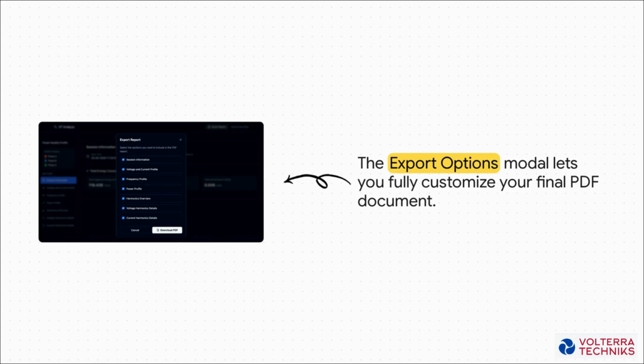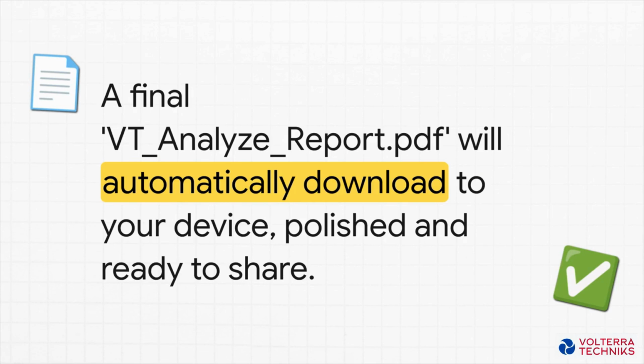That's it. This little pop-up here gives you complete control over what goes into your final document. So for example, if your client only cares about the Harmonics overview and the power profile, hey, no problem. You can just uncheck everything else. This is all about making sure your report contains only the most relevant info for your specific audit or review. You'll see a quick loading bar. And just like that, a final report named vt_analyze_report.pdf will automatically download right to your device. It's polished, it's packed with data, and it's ready to go.